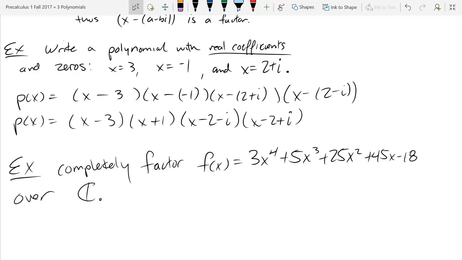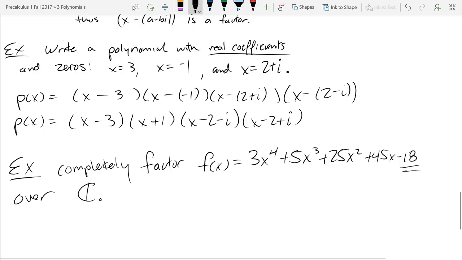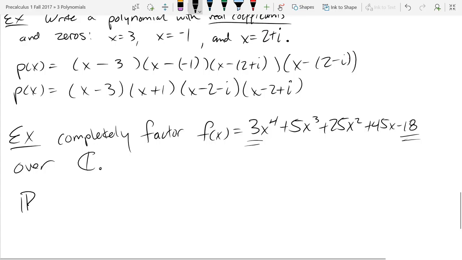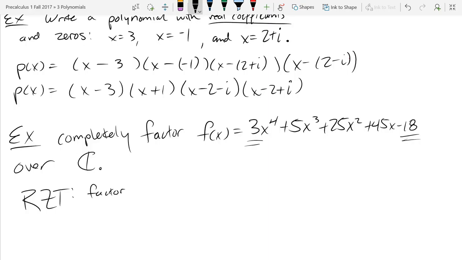So just naively looking at this, I can't quite factor a 3 out, and I can't quite factor a 5 out. So right away, there's nothing I can factor out without doing some more work. So how do we start factoring a degree 4, or anything really above 2? We have to find the RZT. Right, so we're looking for rational zeros. So you want to look at factors of 18 divided by factors of 3. So we're going to use the rational zero theorem.